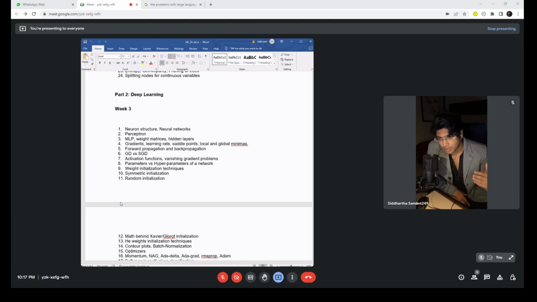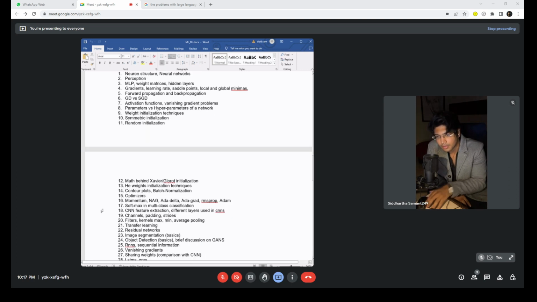So now we come to the part of weight initialization techniques. There are a bunch of techniques, which are written in the next few points: random initialization, symmetric initialization, Xavier and Glorot initialization. Again, these are very important concepts for your interviews. I'll provide links for articles that I've written on them. Then you have batch normalization. Batch normalization and all that stuff is to make your learning process faster and better.